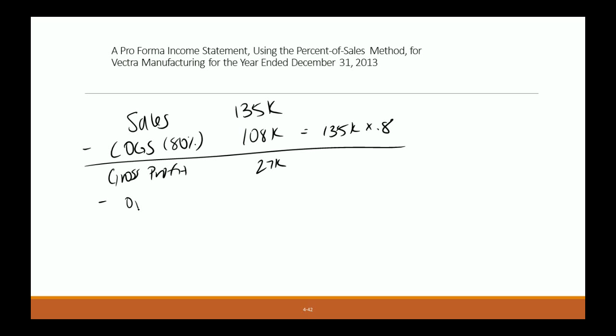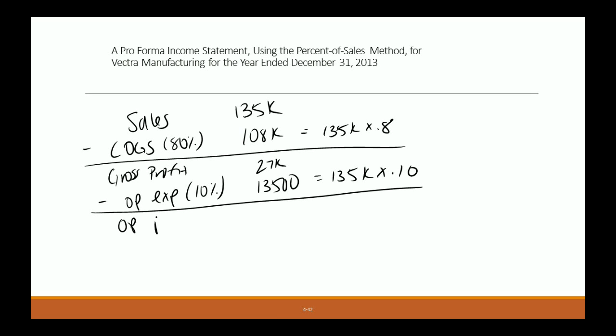From that, we deduct our operating expense, which we said last year was 10%, and we're going to assume that holds. So that's 13,500. That's 135,000 times 10%. That gives us our operating profit of 27,000 minus 13,500 gives us 13,500. Minus our interest expense of 1%. So that's 1,350.